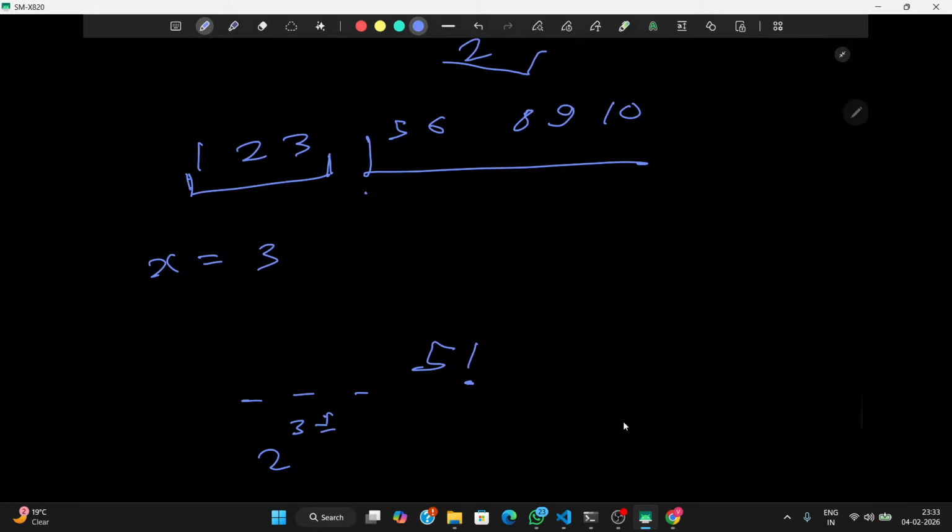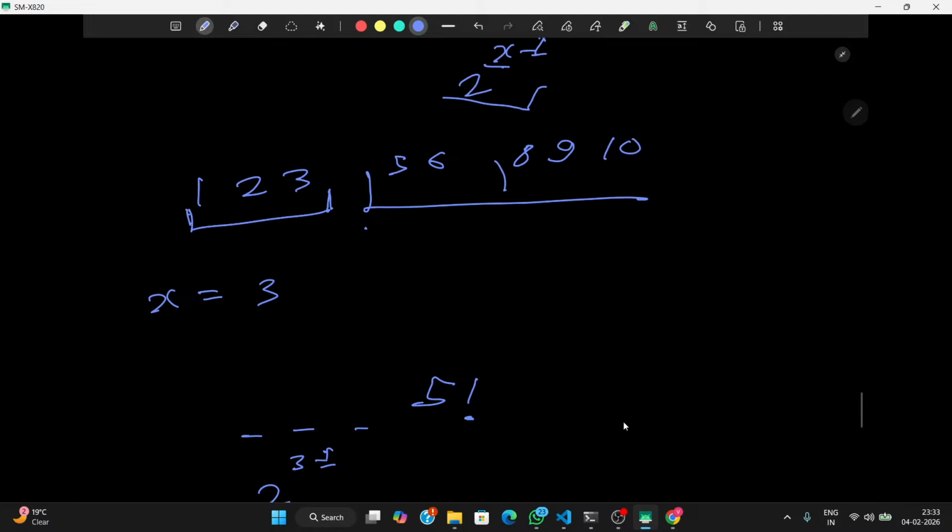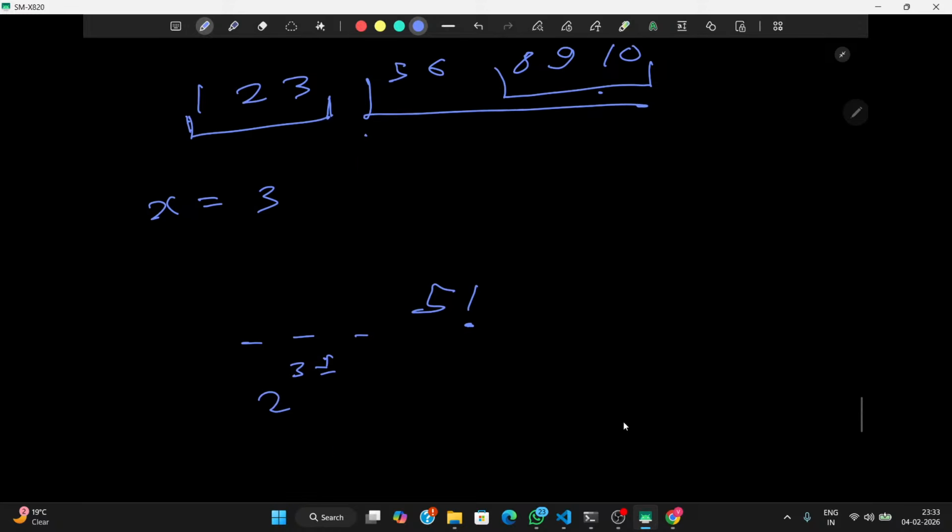if we start with 1, 2, 3. But the length is 3. 8, 9, 10 are also adjacent, and the length of this particular thing is also 3. So we can start with 8, 9, 10 also in the beginning of the array. So for this thing also, we will add the same quantity, that is 2 raised to the power 3 minus 1 into 5 factorial, to our answer. Right.